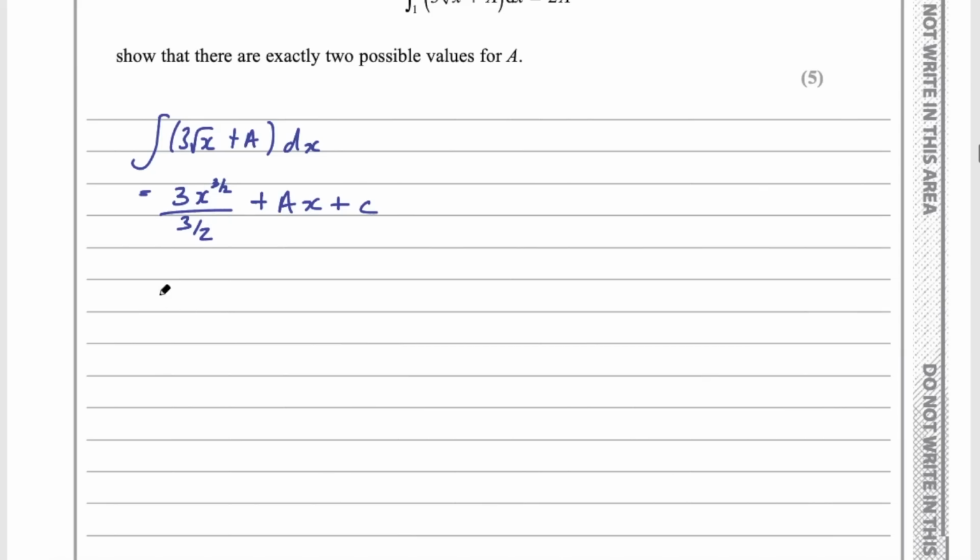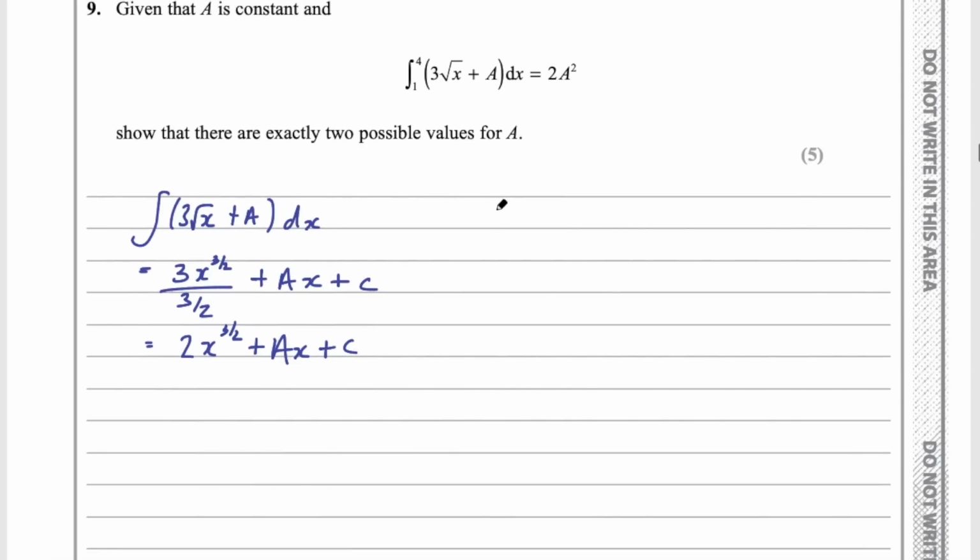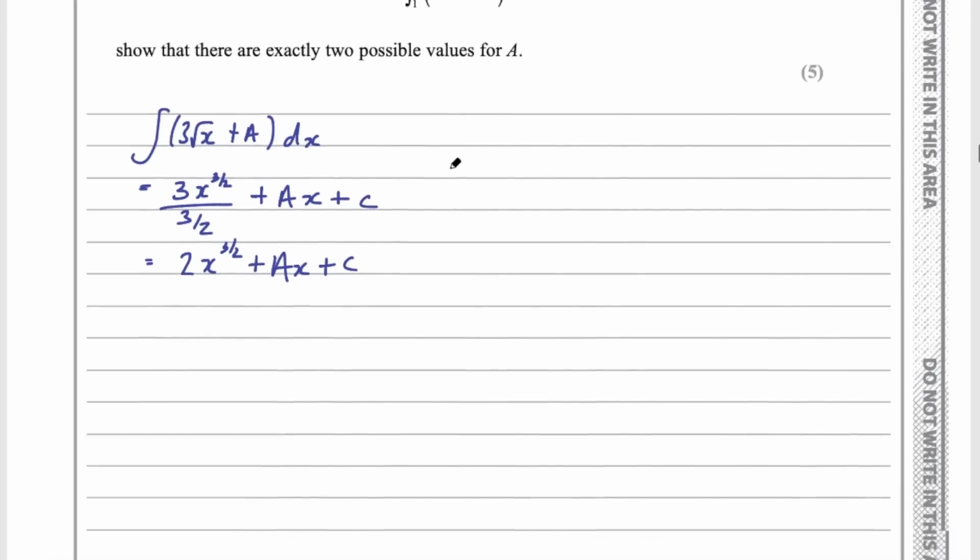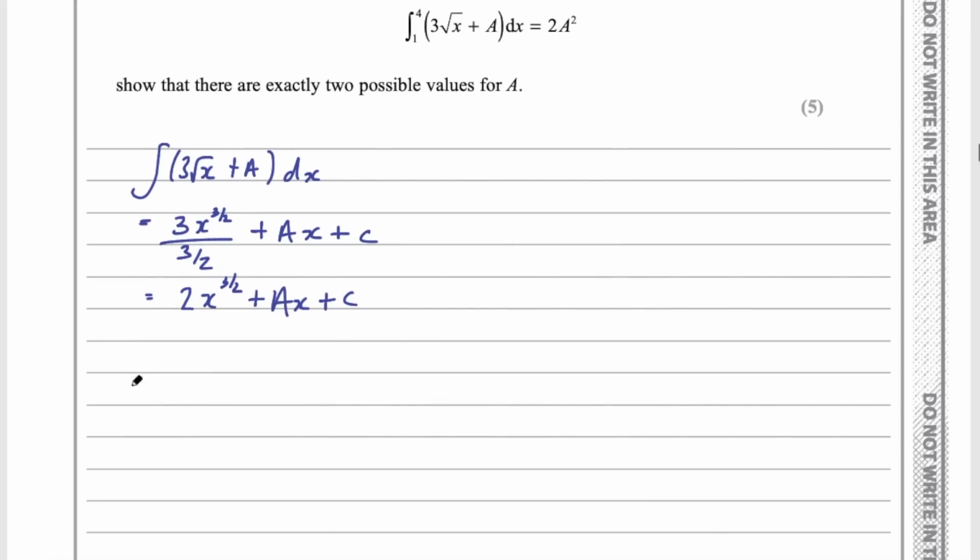And then simplify this part of the expression. So flip that fraction over. So that'll be 2 on 3 times 3. Well, that just works out to 2x to the power of 3 on 2 plus ax plus c. So we've worked out that integral. Now we need to work out the definite integral from 1 to 4. So what we want is 2x to the power of 3 on 2 plus ax from 1 to 4.